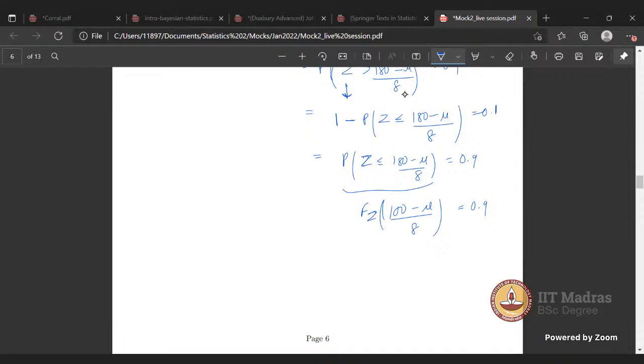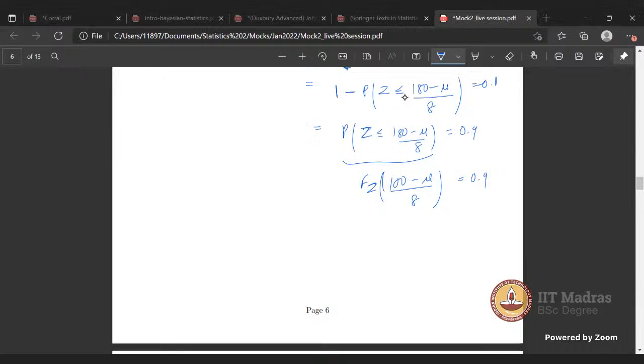Now we can take this F_Z on the right side, minus F_Z of 180. Why is it 1 minus F_Z? No, already one has been subtracted. I have already subtracted this one here. The options have only 0.8 and 0.2. I don't have 0.9. I have already subtracted one. Okay, ma'am, got it.